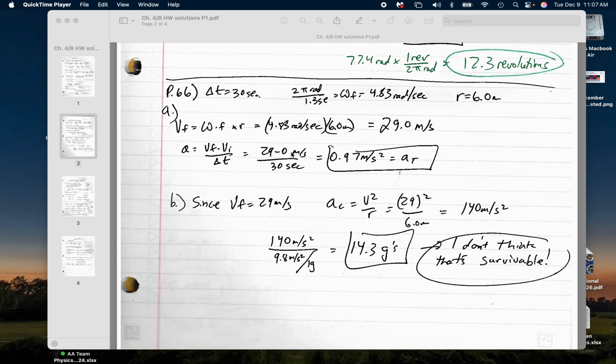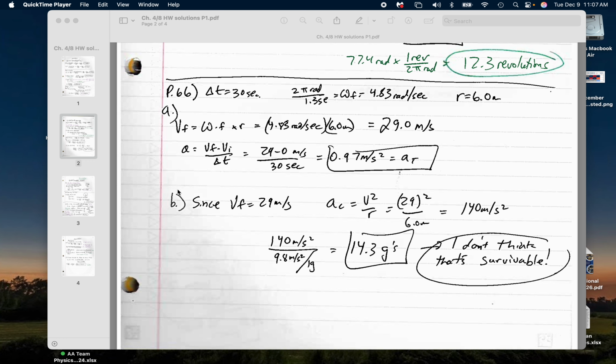So the linear speed starts at 0. The final linear speed on the outside of the circle is 29 meters per second. So basically here all we're doing is converting angular velocity to linear velocity.